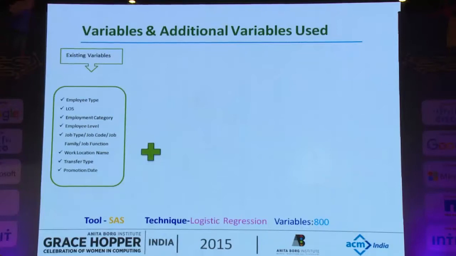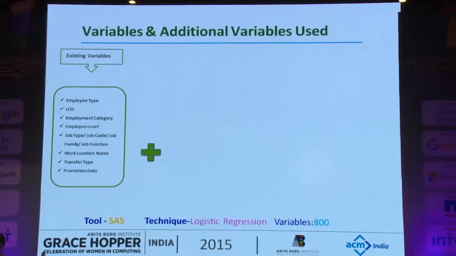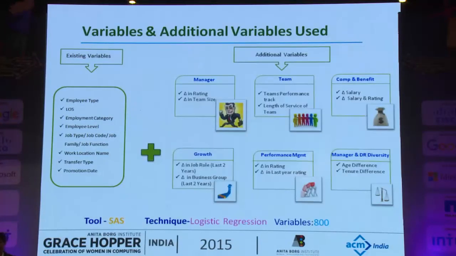And this is the snapshot to show how the additional variables, hypotheses, and themes are created. These are the basic variables we had in our data source, that is employee type, business unit, business group, etc. And this is how we created our additional variables, hypotheses, and themes. I have already explained this approach. You can see that manager, team, comp, and benefit are the major themes that we created, and under each theme we came up with additional variables.